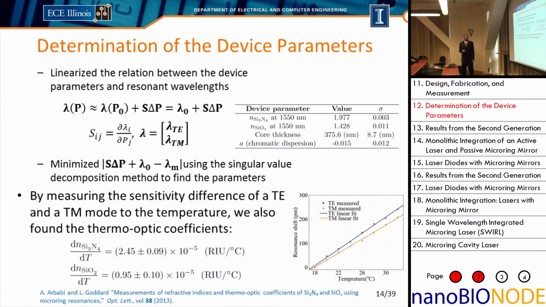And the key parameters are the refractive indices of the core and of the cladding, the thickness of the core, and also the chromatic dispersion. So the reason that we only have a rank of 4 is that when you look at the spectrum, it's pretty much determined by TE versus TM and also the free spectral range.